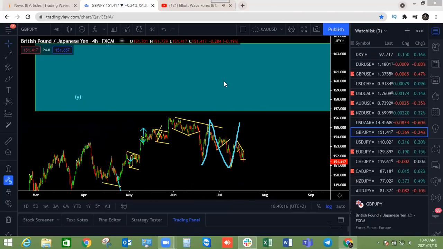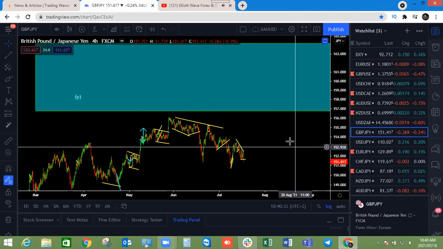Let's have a look at the structure. We're going to have a structure here like this, a move down here, a 3-wave structure here, and a move to the downside. All we got here was simply this pullback here. Could this mean that pound yen would have completed its move to the upside?